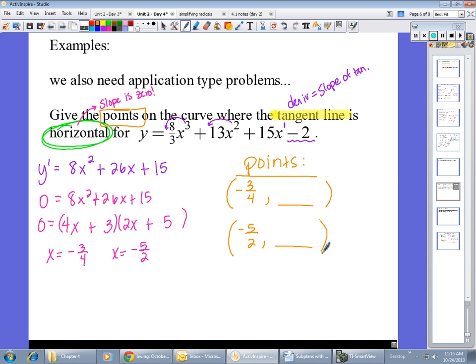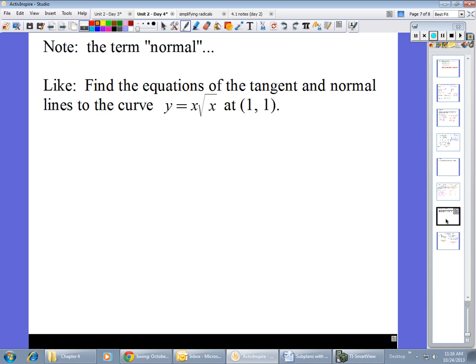And because I'm recording the notes, I'm just going to leave that blank. So you guys could type those into the table on your calculator, do the ask feature and type in negative 3/4 and negative 5/2, and then you could get those y values. I'm not too concerned about that, but make sure that you know that if this is asked in a quiz, that you give the full ordered pair. Don't just give me the x value. Okay?